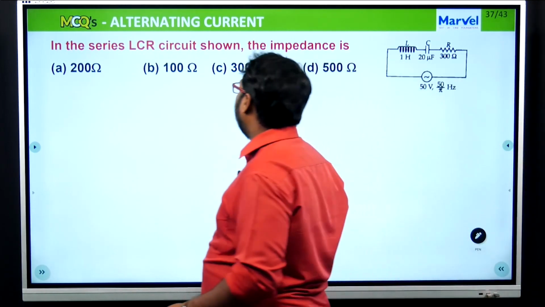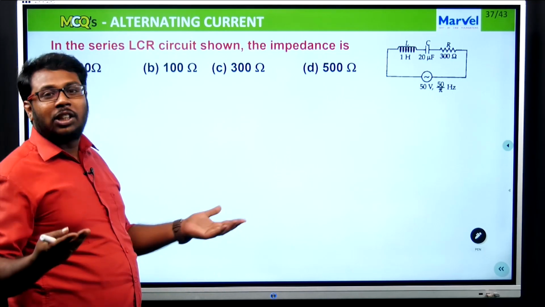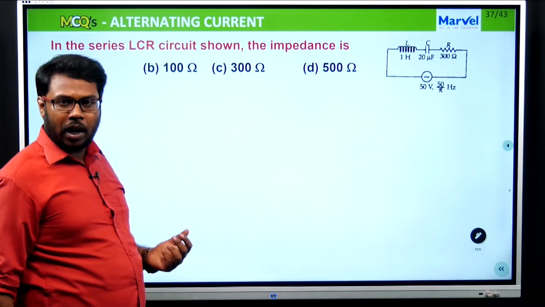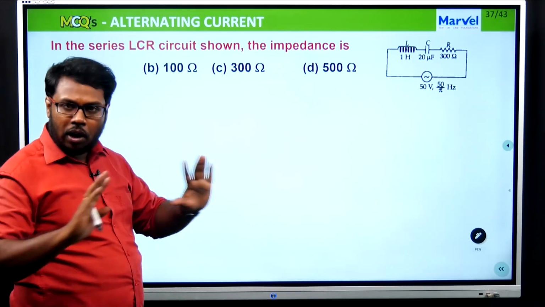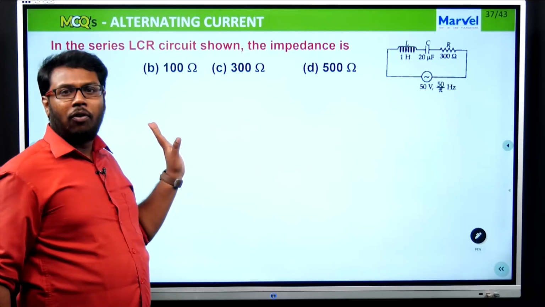See, in an LCR circuit as shown, find the impedance. He is asking you to find the impedance, and the LCR circuit is well defined in the diagram. So all you have to do is write the equation, plug in the values that are given to you in your question, finish it off.